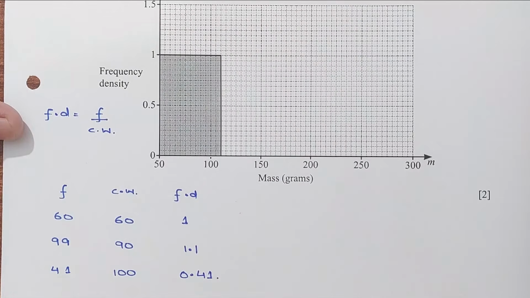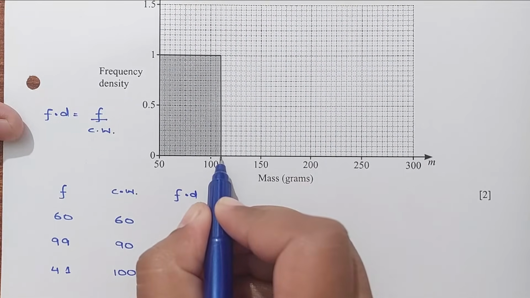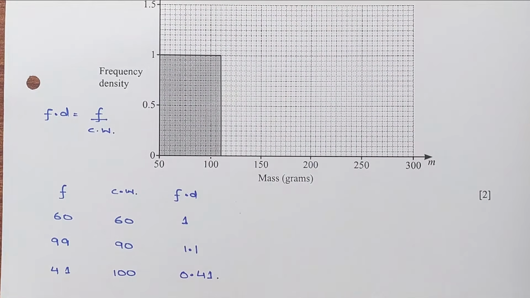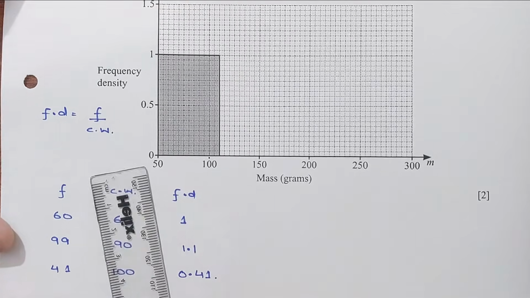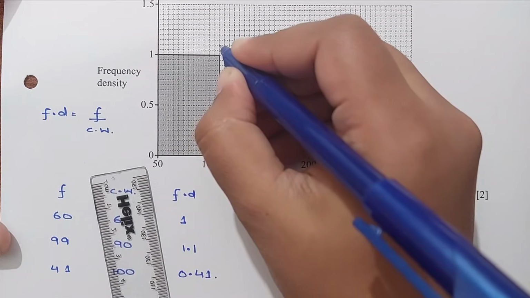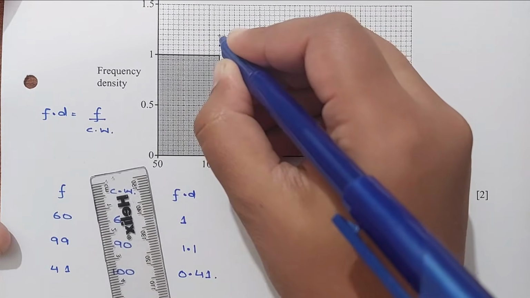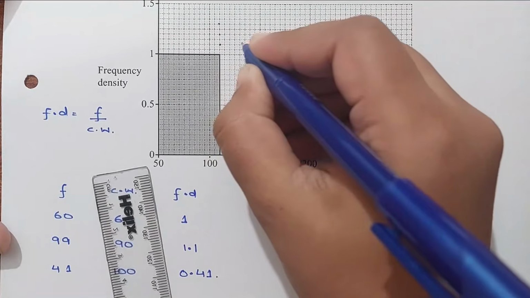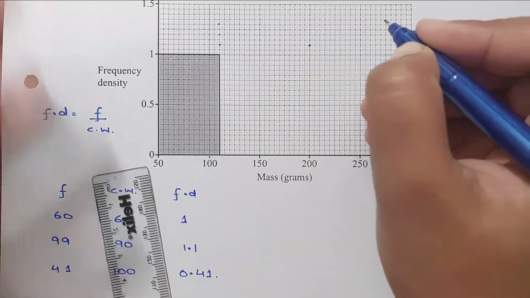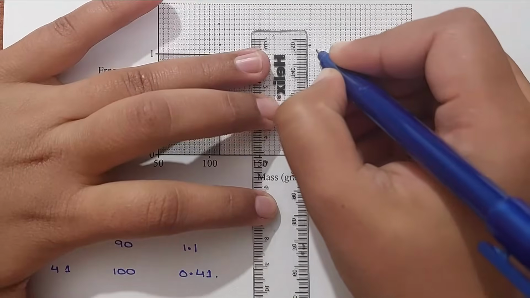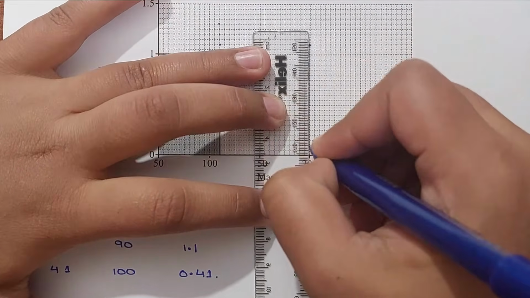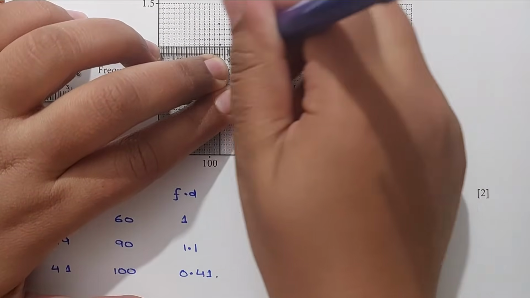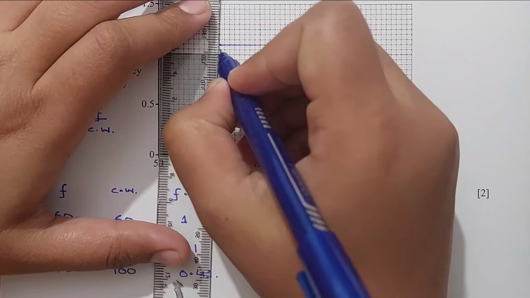All right, now let me complete it. So the second interval is between 110 to 200, which is 1.1. So we have 1.1, 1.2, 1.3, 1.4, 1.5. Yes, this is 1.1 till 200. Draw the line. This is for the second interval.